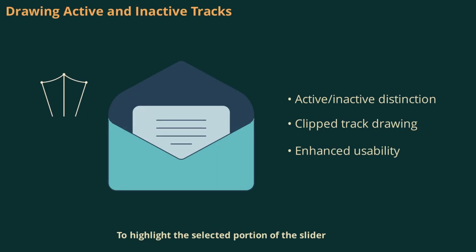Highlight the selected portion of the slider. You can draw the track twice, once for the active section and once for the inactive section. By clipping each part to the appropriate width and adjusting the color's opacity, you create a clear distinction between what's selected and what's not. This approach enhances usability and makes the slider's state immediately obvious.